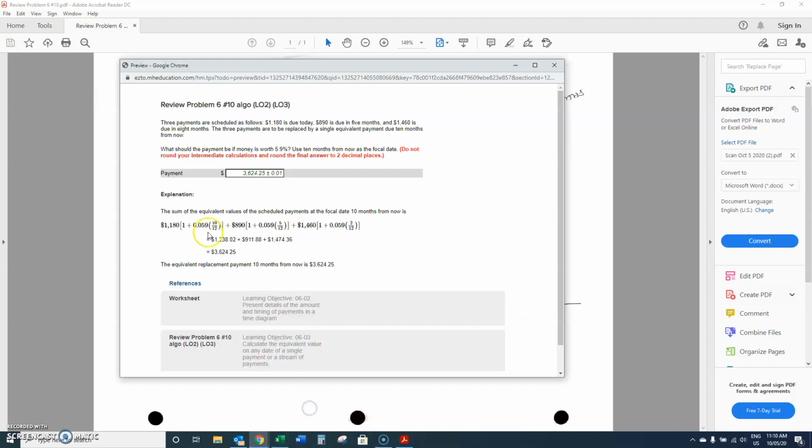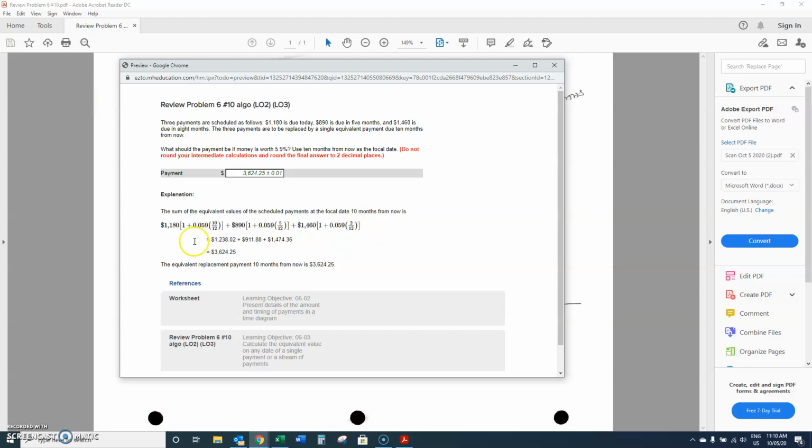And so you're just going to take your formula to calculate the future value of each of those. So it was $1,180. They're all at 5.9%, so 0.059. The $1,180, we would move it forward into the future 10 months, so 10 out of 12. Then we would add the $890 at same interest rate, but it was 5 months into the future, so 5 over 12. And the $1,460, same interest rate, but it was 2 months into the future, so it's 2 over 12.